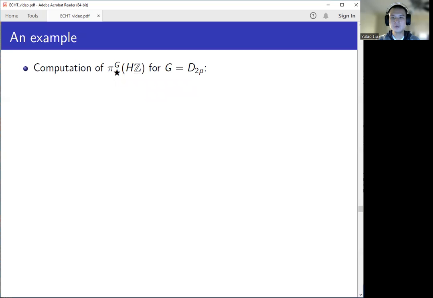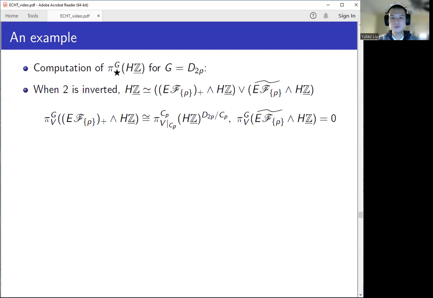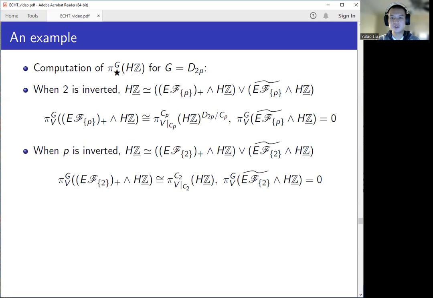As an example, we will use our splitting method to compute the homotopy of the Eilenberg-MacLane spectrum HZ, when G is the dihedral group D2P. We invert 2 first. HZ will be split into 2 pieces, while the homotopy of the first piece can be decomposed into the data about the CP spectrum, and the second piece turns out to be trivial according to some homological arguments. The same thing also happens when P is inverted. We have one piece decomposed and the other piece being trivial.